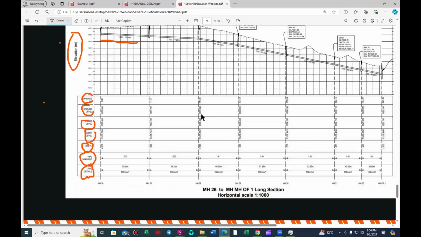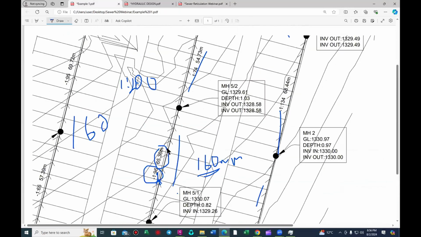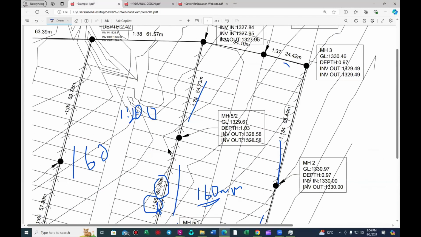So guys, that's it. I just did an example of designing one sewer pipe. So what you can essentially do is challenge yourself and design the following one.